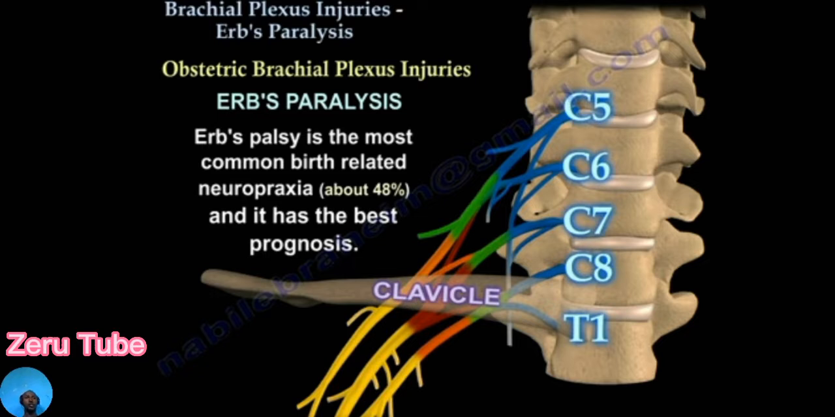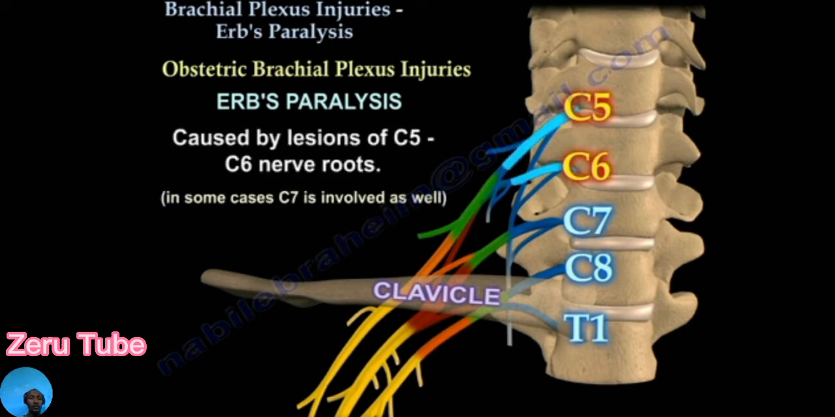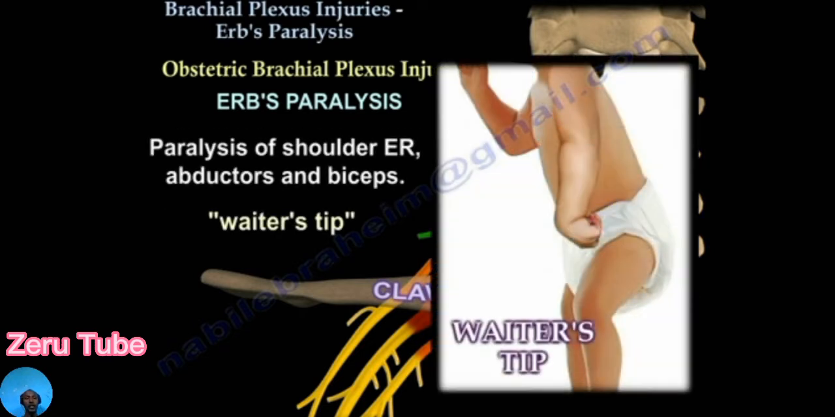That's the best prognosis. But mostly, when babies are delivered without the proper delivery procedure, for example pulling the neck, this can happen. Around 48% of Erb's paralysis comes due to an inappropriate delivery system, but the prognosis is good. As I told you, any post-ganglionic injury has a good rehabilitation, regeneration, and recovery phase. The lesion of the C5 and C6 nerve roots is the main cause of Erb's paralysis.